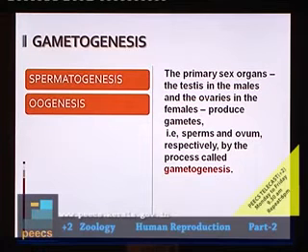There are different terms for these two processes. Formation of sperm cells is known as spermatogenesis, and formation of ova is known as oogenesis. So spermatogenesis and oogenesis, these are the two types of gametogenesis. First, we will discuss spermatogenesis.